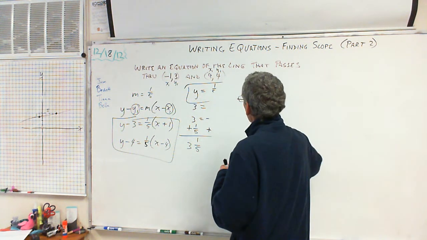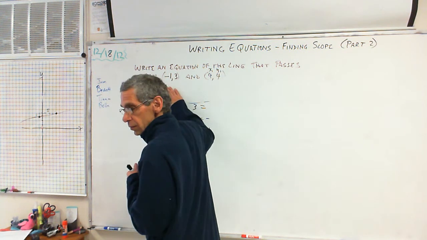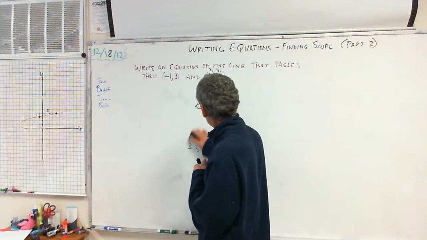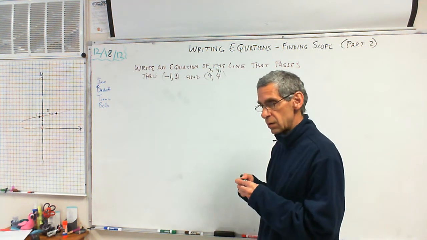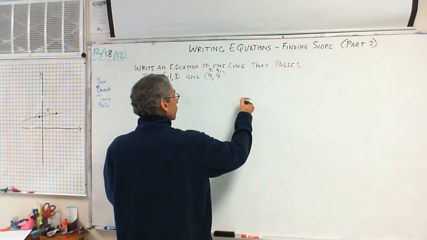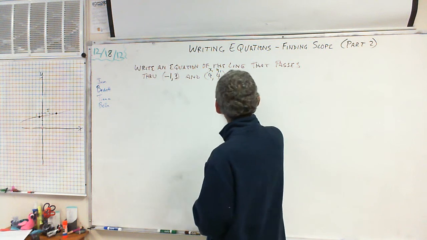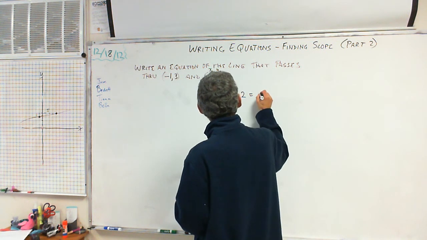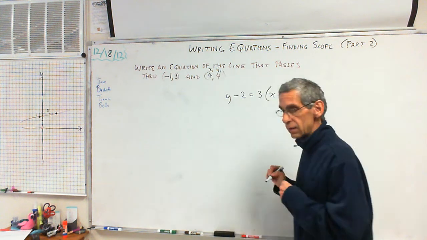How do you convert it to the y-intercept from the point? Say what? I didn't catch it. How do you make the point slope into slope intercept? All right, somebody asked, how do you turn point slope formula into slope intercept? If you had, say, y minus 2 is equal to 3 times x minus 1, right?